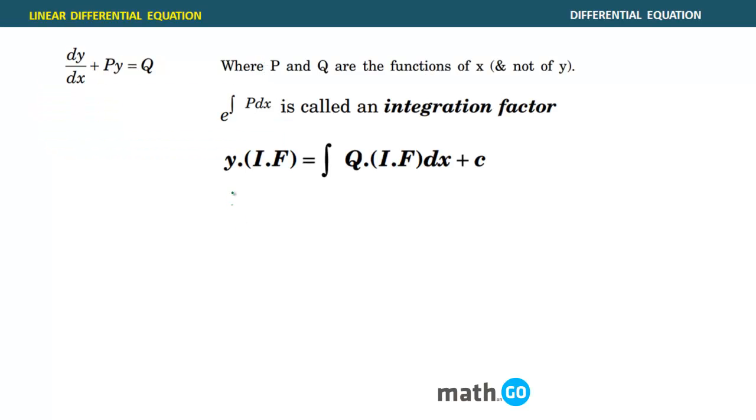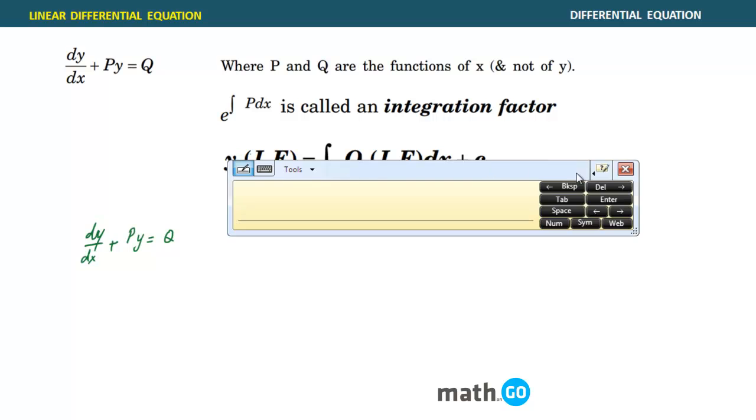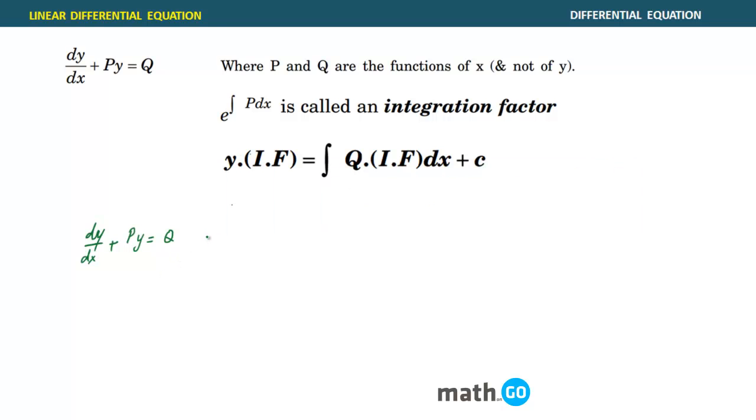All of you know that the LDE is dy by dx plus py is equal to q. So dy by dx, that is the derivative portion, plus py is equal to q, where the differential is in terms of y. Here you have to note that p and q, which are your two functions, are functions of x.